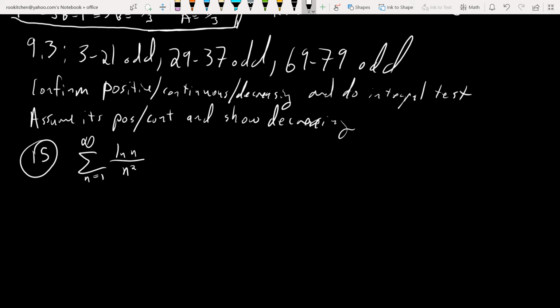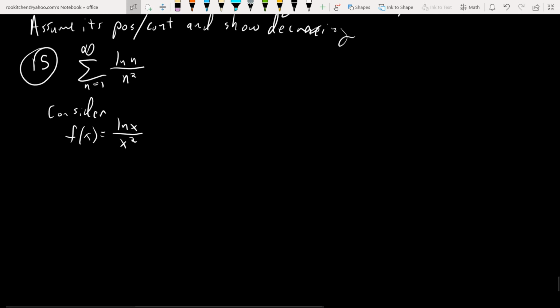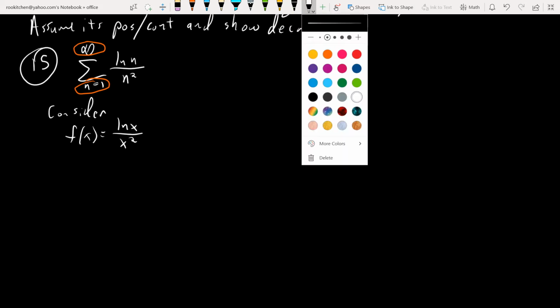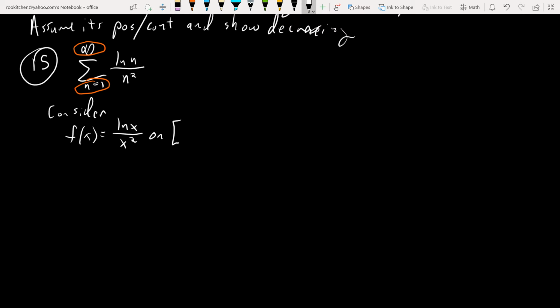So what you need to do is consider its sister function on the real numbers. So consider f of x equals ln x over x squared. And what you need to do is take its derivative and show it's negative on the given interval. And what is the interval? The interval is going from 1 to infinity. It's from the limits on the summation. Okay? So I need to consider this function on the interval from 1 to infinity and show that the derivative is always negative there.